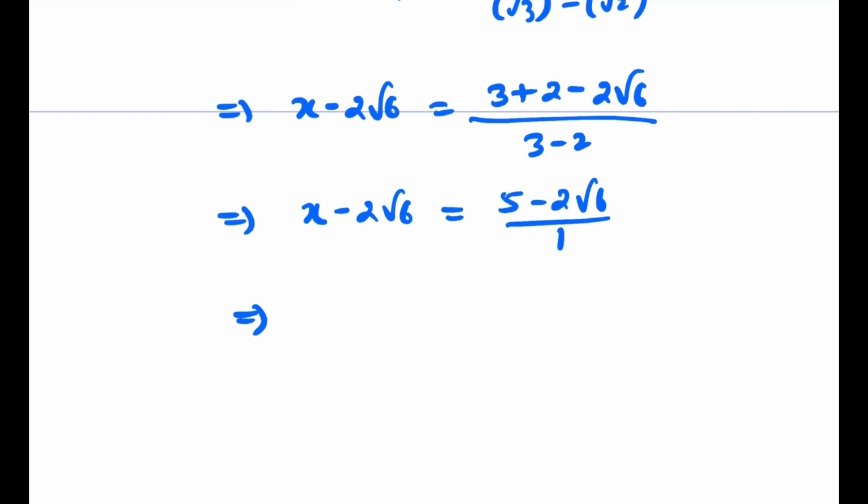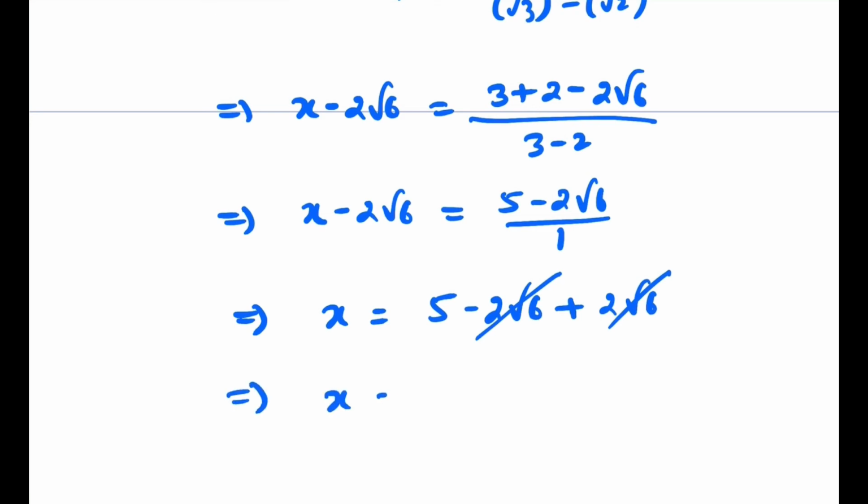And this gives x equals 5 minus 2 root 6 plus 2 root 6. Minus 2 root 6 plus 2 root 6 cancel out, then we have x equals 5. So our answer is x equals 5.